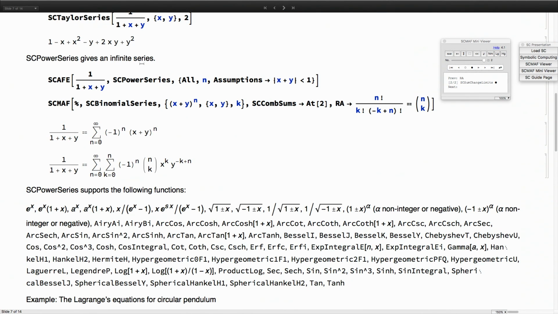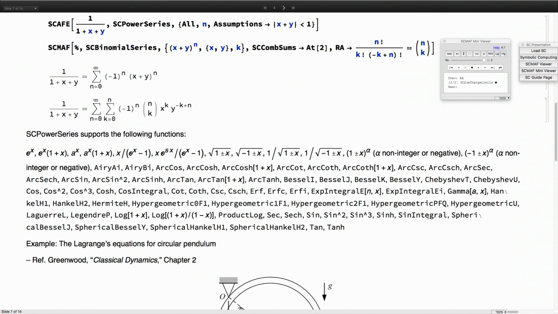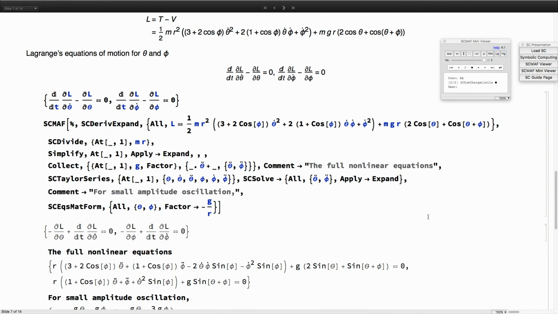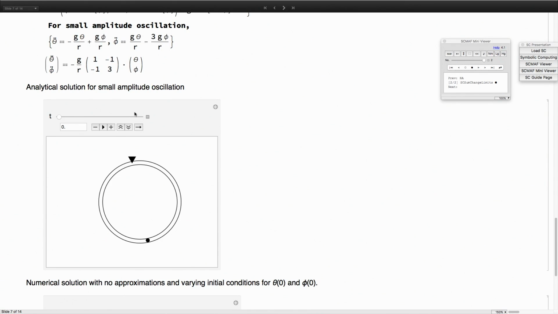And the power series gives an infinite series. So this is expanded first to this form, and then this is expanded using binomial series in this form. So this is a complete infinite series for this expression. And the power series supports all of these functions. There are tens of functions, and these functions can be expanded using the power series as an infinite series. Well, this shows an example of analysis. And this is the result.